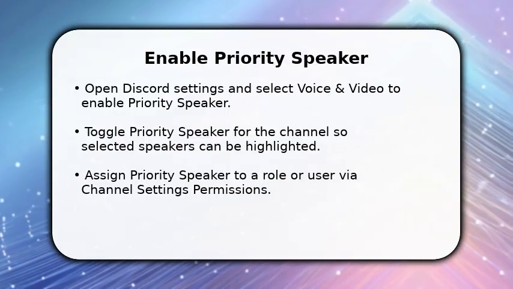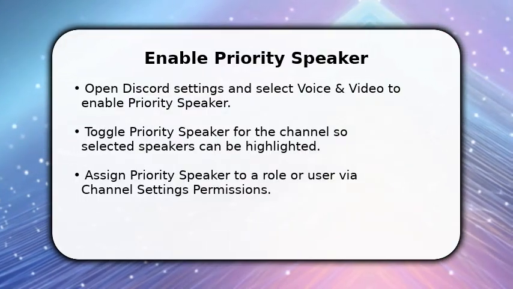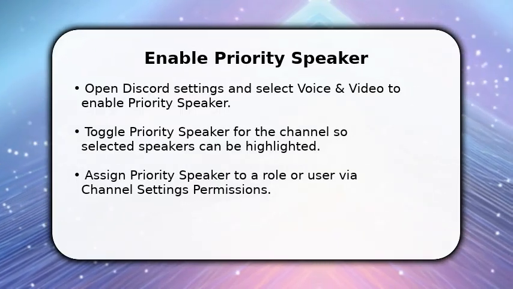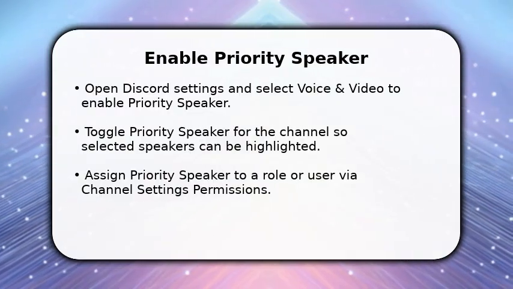Now open a voice channel and click the gear icon to access channel settings. Choose Permissions and add the role or user you want to give Priority Speaker. Toggle the Priority Speaker permission to allow for that role or user to enable highlighting.